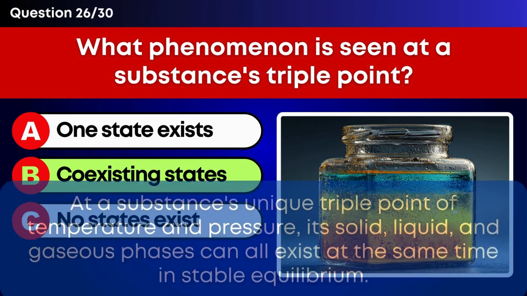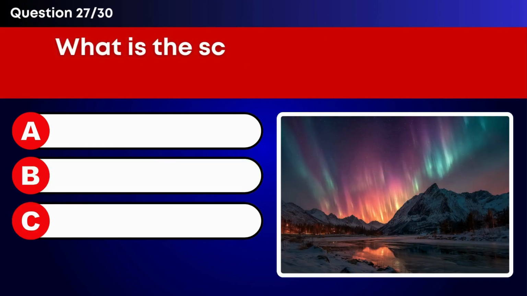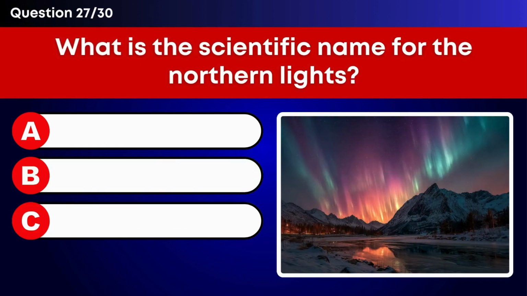Coexisting states. At a substance's unique triple point of temperature and pressure, its solid, liquid, and gaseous phases can all exist at the same time in stable equilibrium. What is the scientific name for the northern lights?